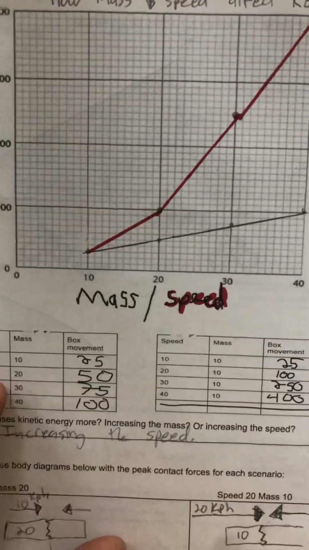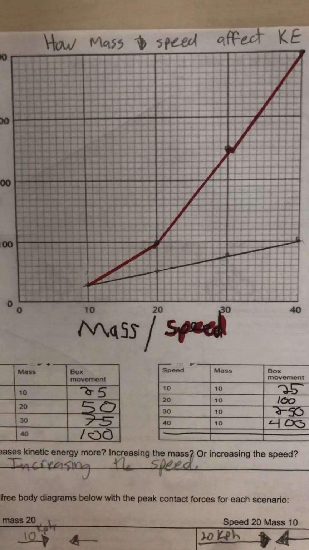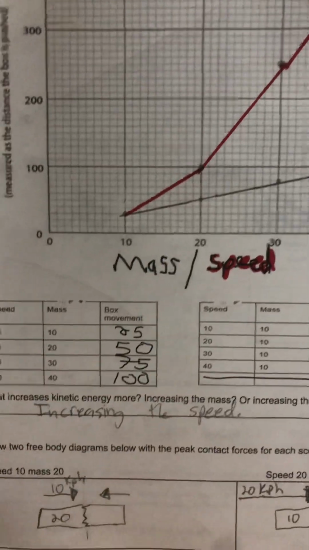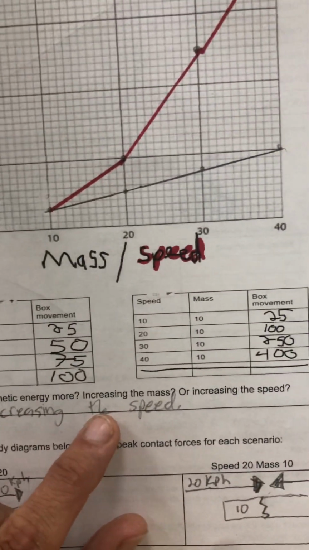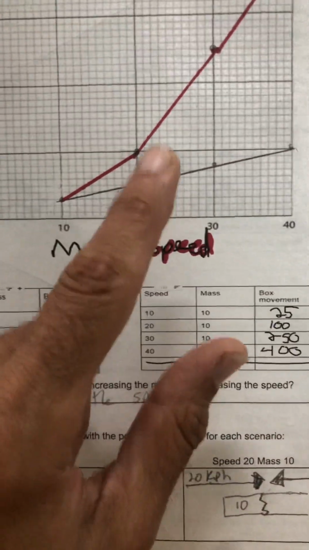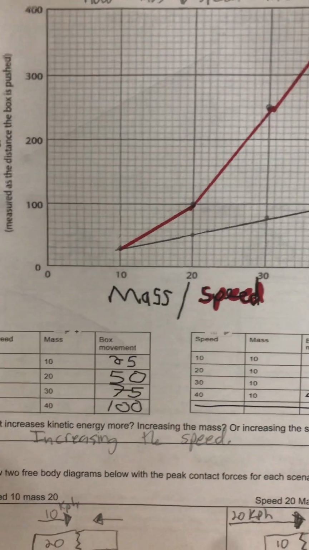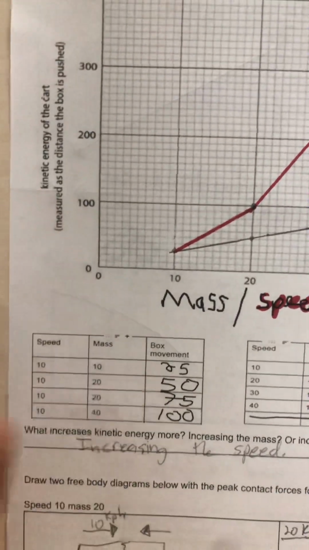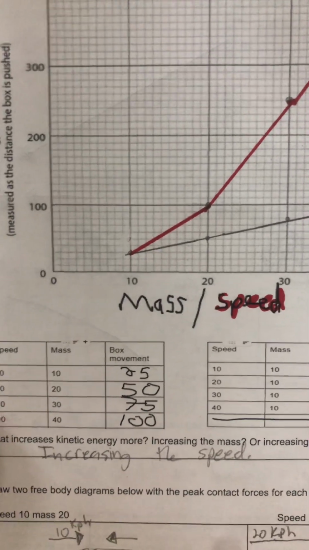I graphed it. I can see that one graph is much steeper. It is increasing at an increasing rate. So it asks me the question, what increases kinetic energy more, increasing the mass or increasing the speed? Well, this is very obvious, the red line is my speed line and it increases much higher. And in this case, I was measuring kinetic energy and how far the box was pushed by the cart.